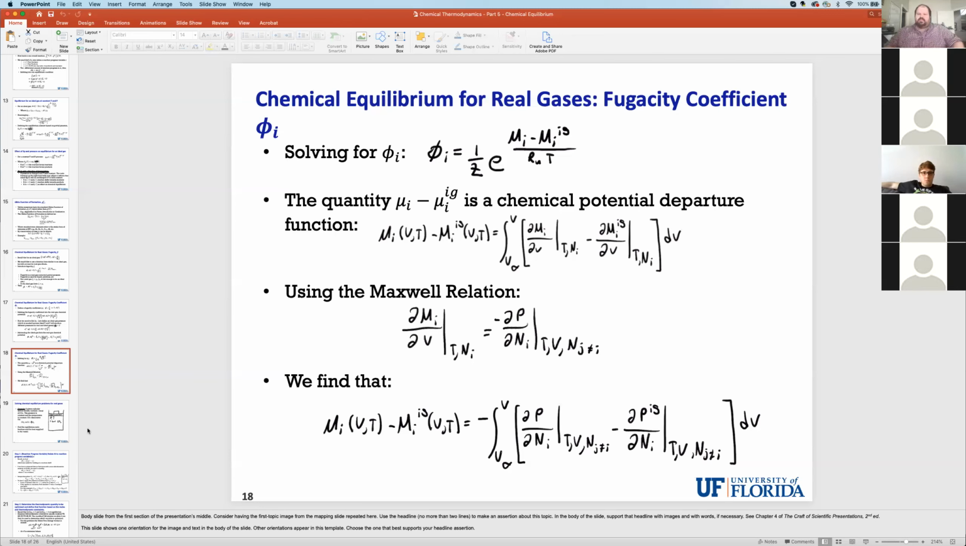Professor, can I ask a question? Go ahead. The chemical potential departure function that we just defined here, we took the partial derivatives with respect to volume. So are we assuming this is a constant temperature process for this whole thing? Not for the whole thing, but for the definition of a departure function.